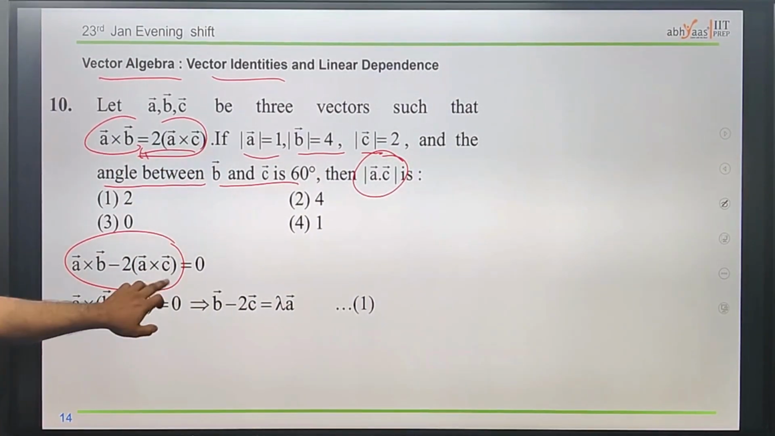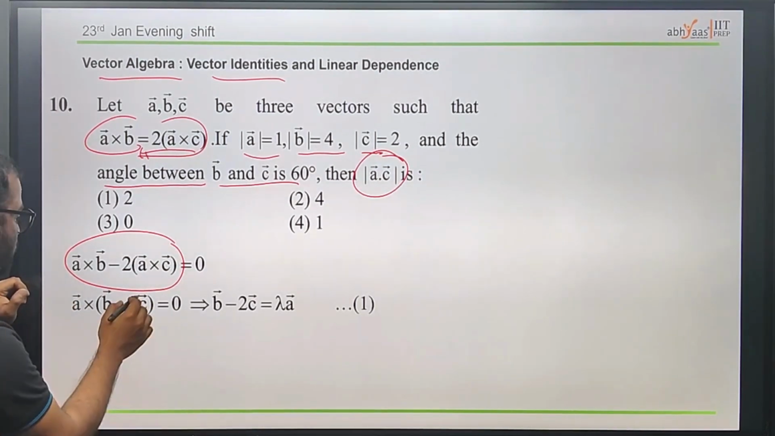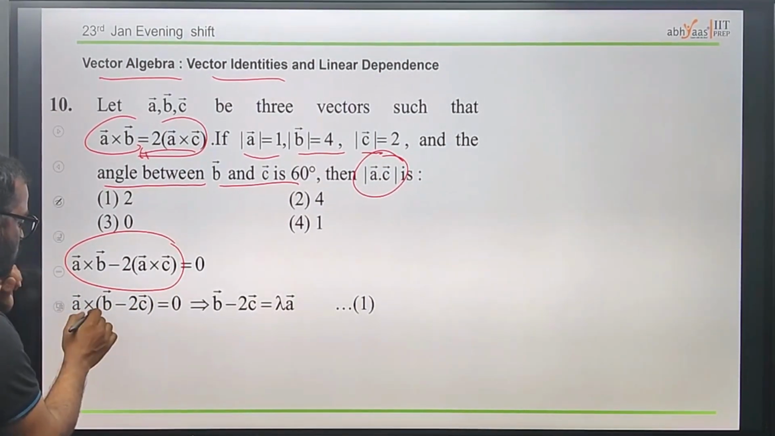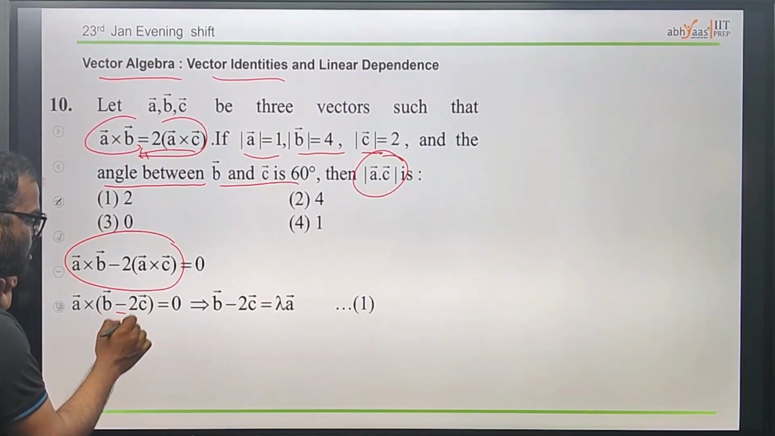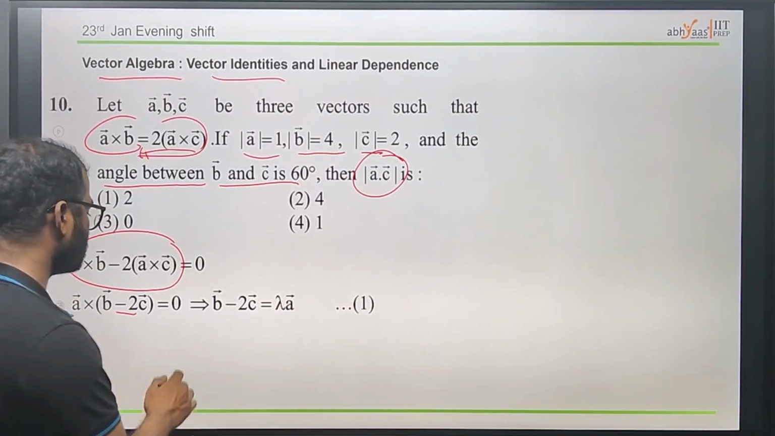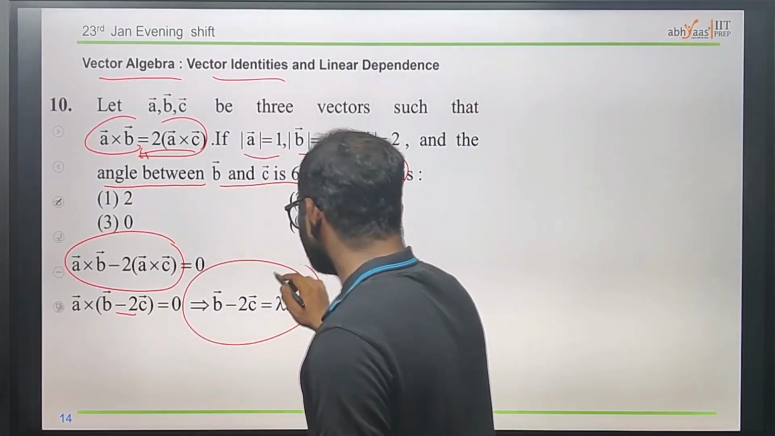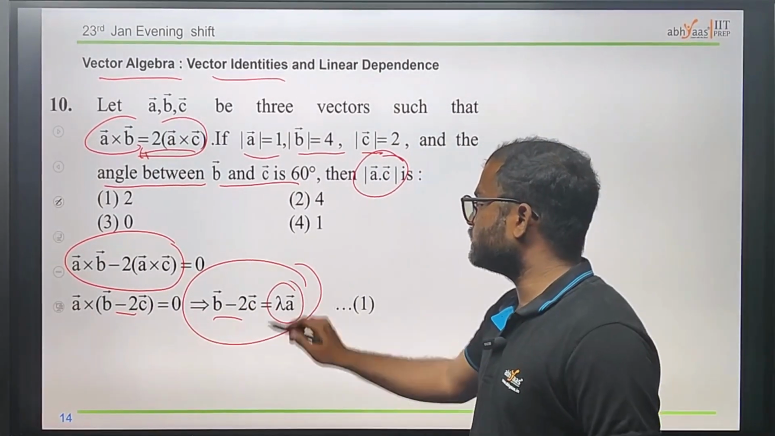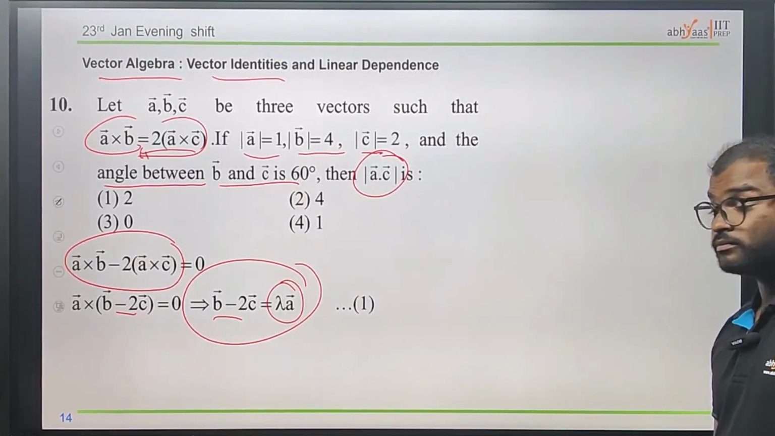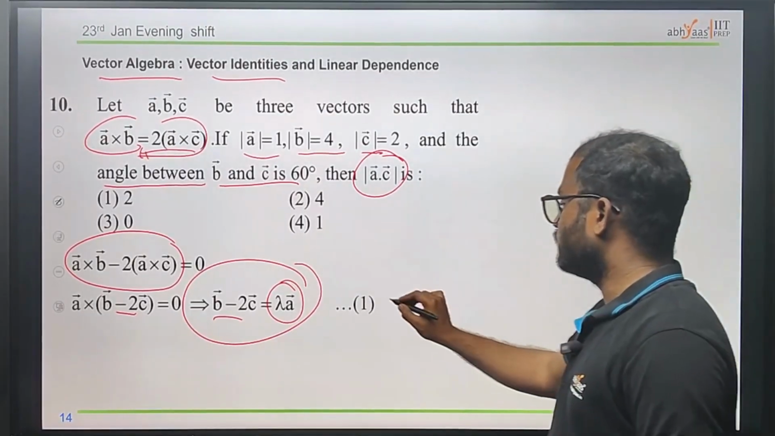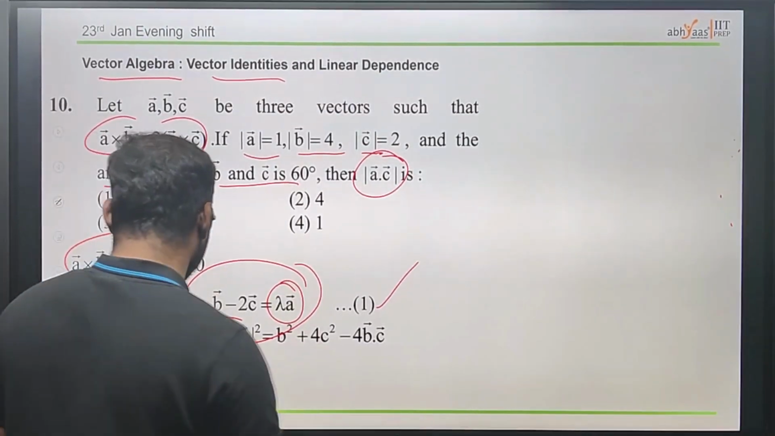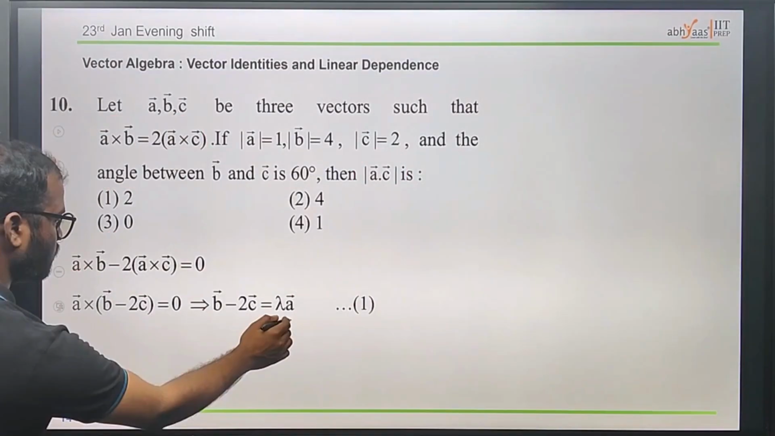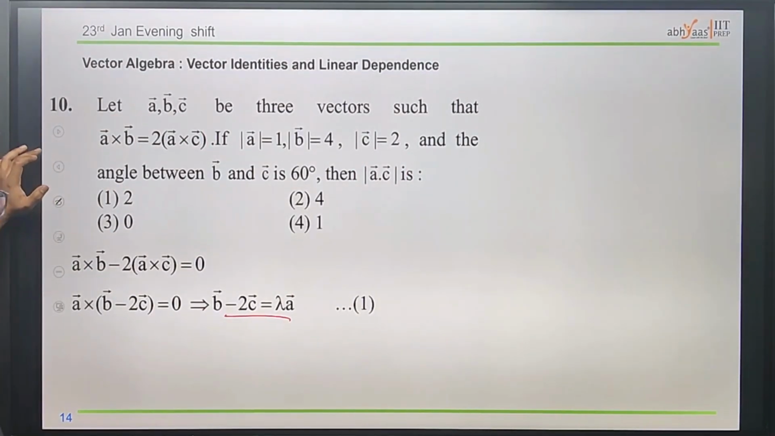After that, just take the distributive of this one. We will have a cross of b bar minus 2c bar is equal to 0. From this we can have b bar minus 2c bar is equal to lambda a bar, where we're just introducing some lambda here. Now, making it equation 1, we have lambda a bar.